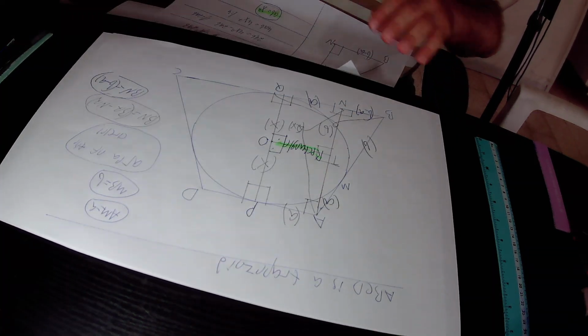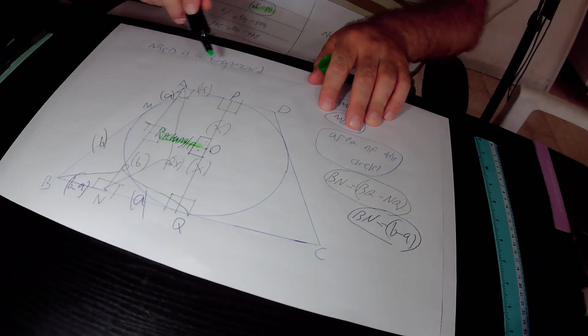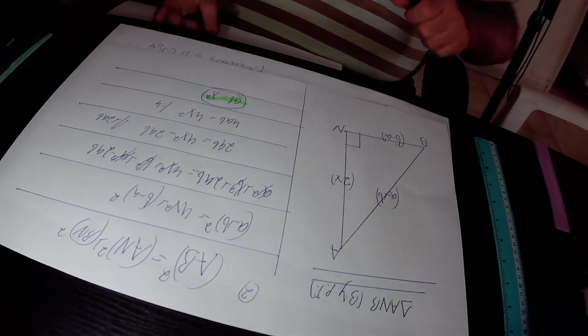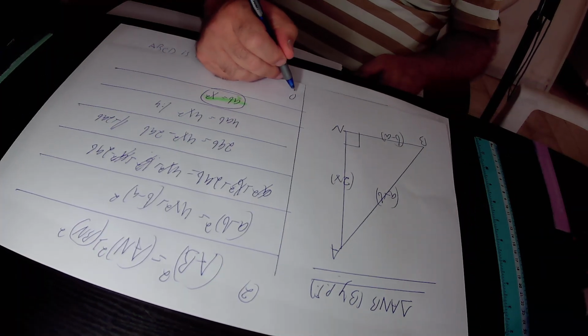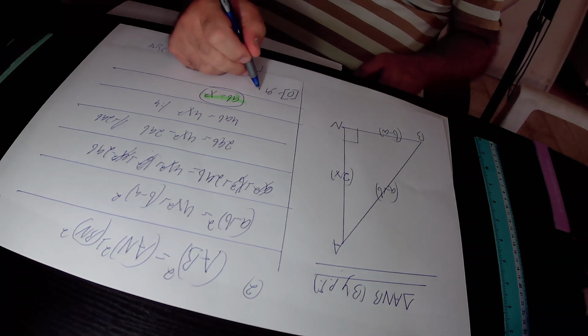Our mission is to find the area of the circle that is described by this trapezoid ABCD. Actually, we know that the area of any circle is equal to pi times the radius of the circle squared.